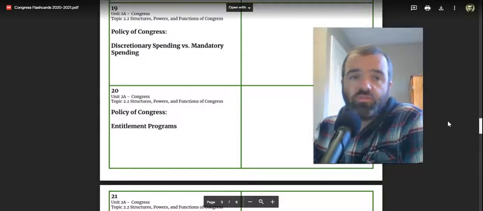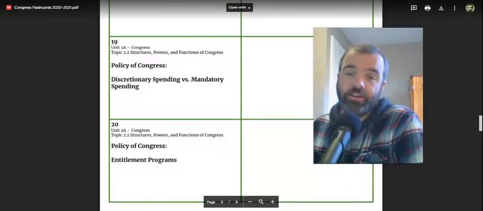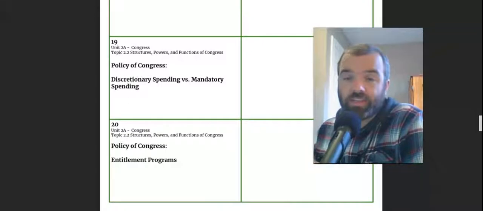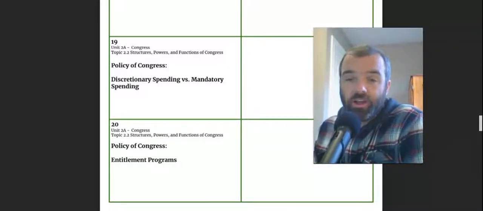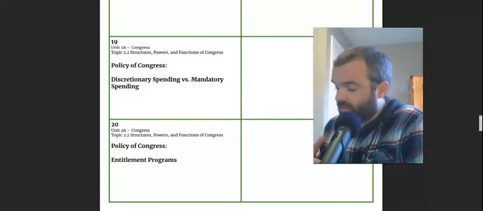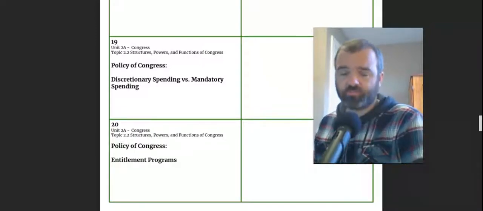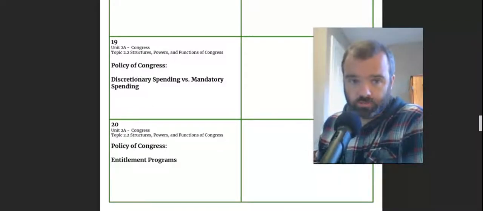All right, so let's move into flashcard 19, and here we're going to be talking about policy areas. Policy is simply what the government is implementing, laws that they're passing, programs that they're running. And when we talk about Congress, it's really important to talk about the different areas of policy that can be most contentious and most influential, and oftentimes subject to debate and discussion in our political world.